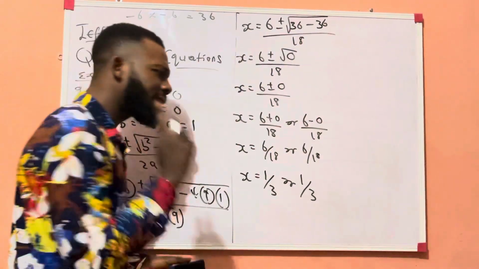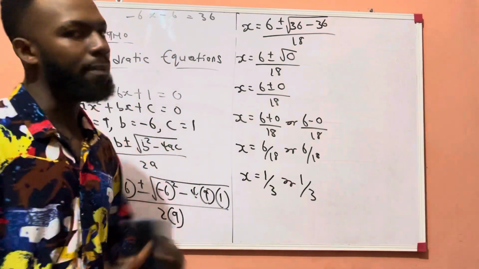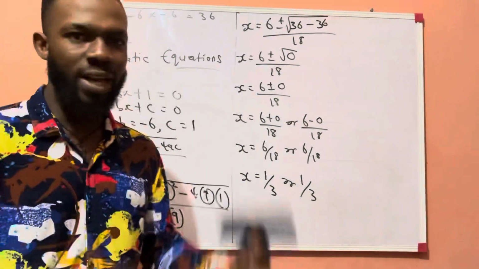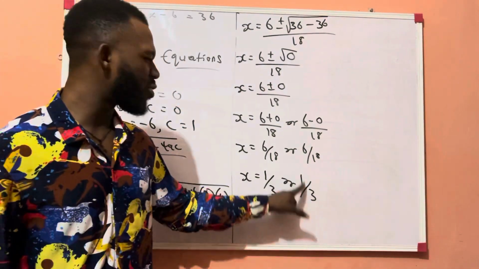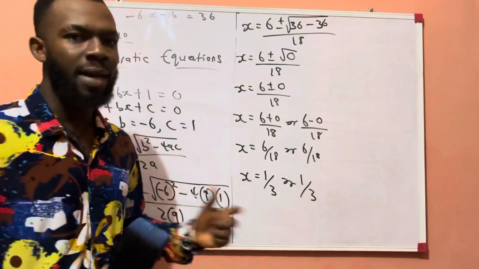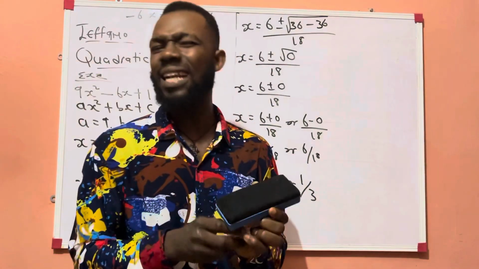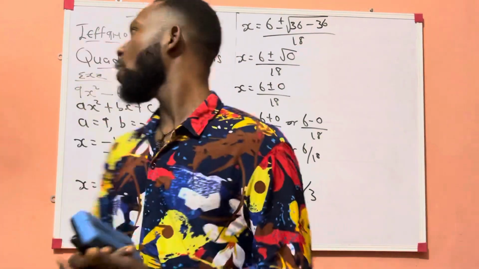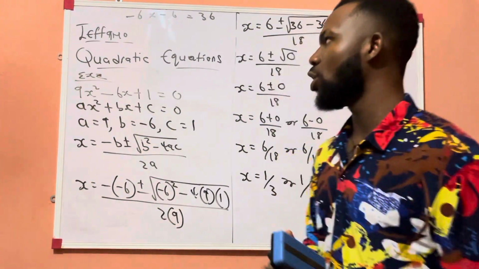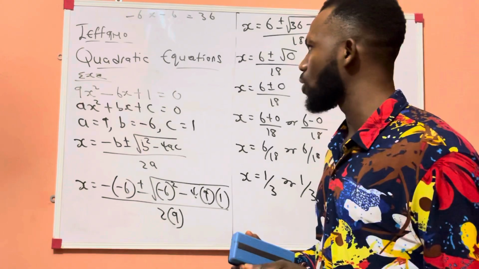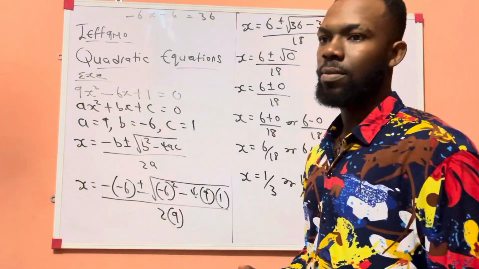Now, it does not necessarily mean that the roots are always the same. No, it depends on the question that is given to you. It could be 1 over 3 and minus 2 over 3. It doesn't matter. It depends mainly on the type of question that is given to you. So in our next video, we shall be looking at how we can use the factorization method in solving quadratic equations.